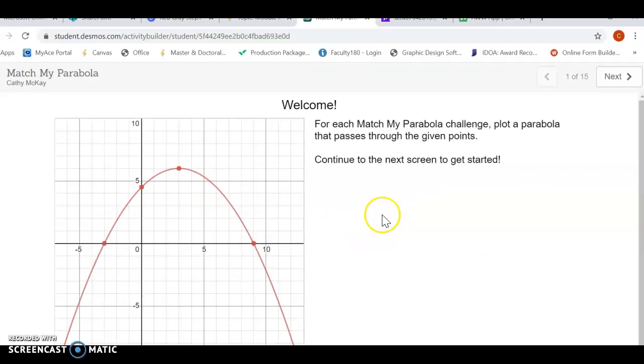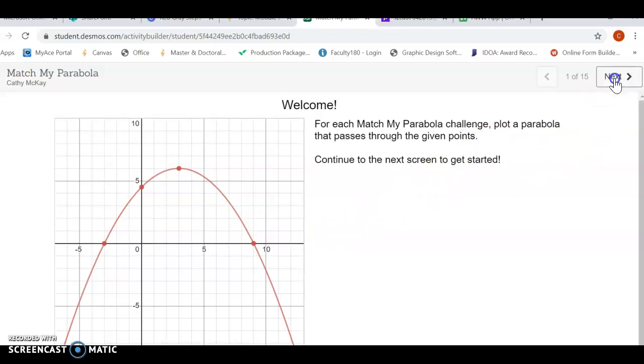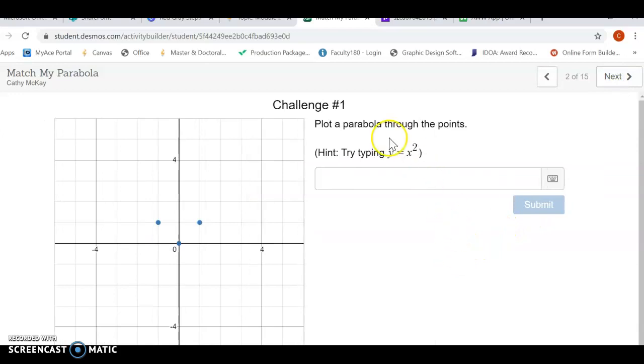All right, so the directions are, now they said I could go straight to number 8, but I just kind of want to look through all these. For each Match My Parabola challenge, plot a parabola that passes through the given points and continue in the next screen to get started. Okay, so plot a parabola through the points.